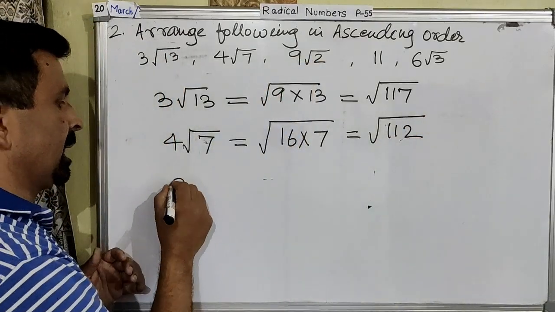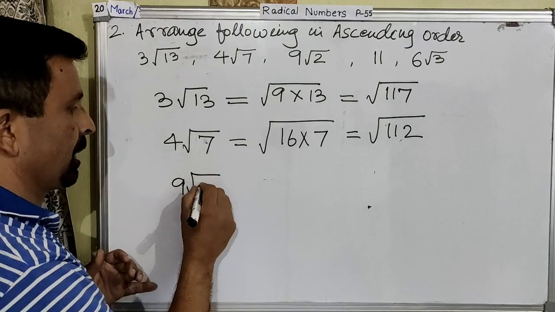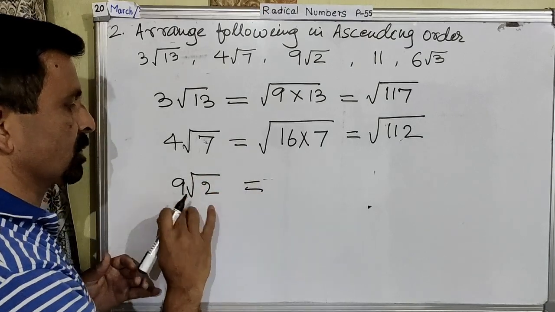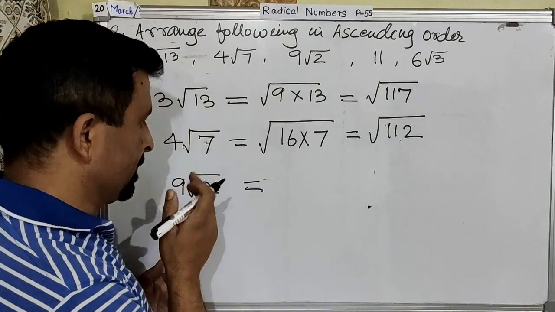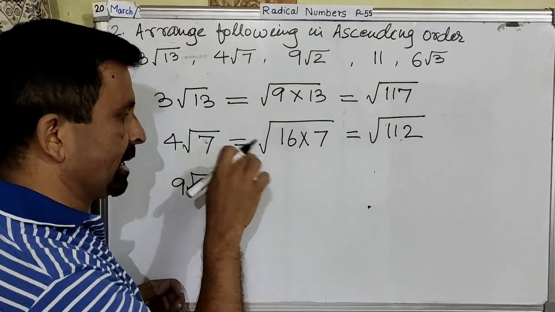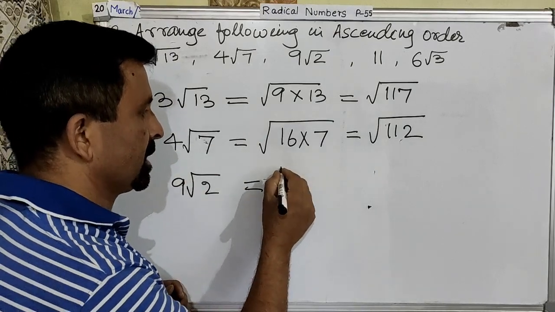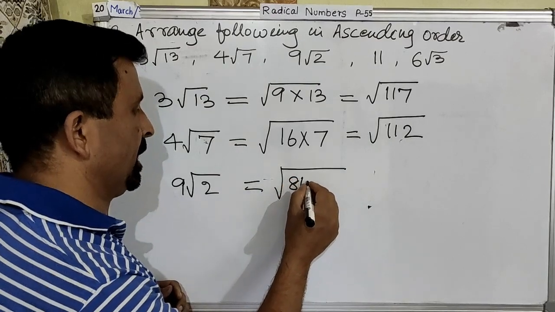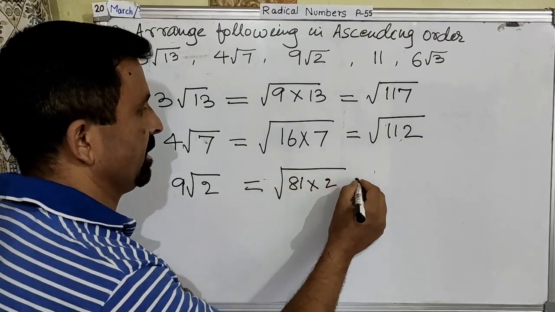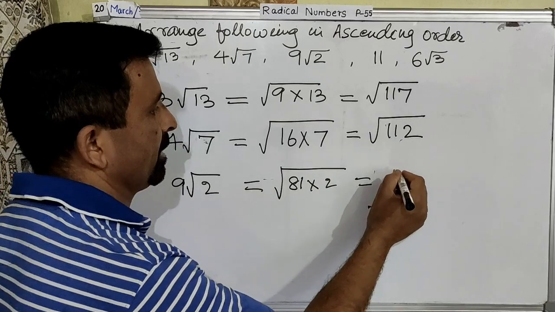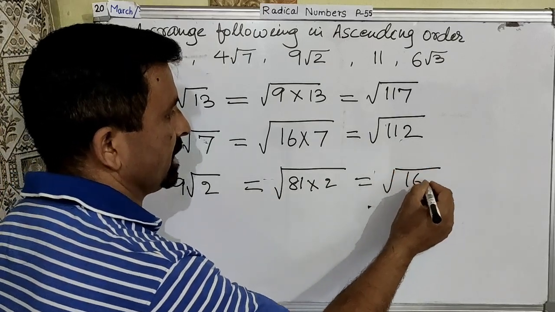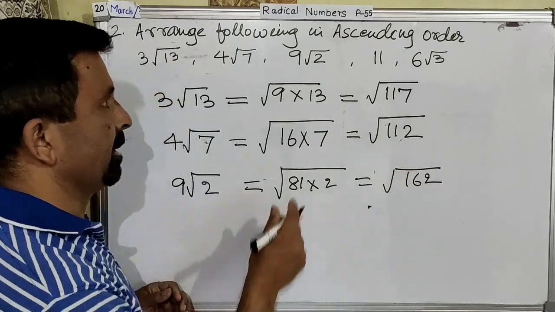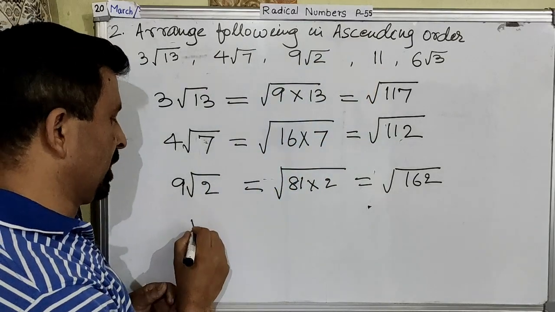Next one is 9 root 2. Now this mixed radical also wants to be a complete radical number. So the number outside the root sign will enter inside the root sign, so it will be squared. So 9 squared will be 81, into these 2 as it is. Now simplify, this will come as 162. Clear?